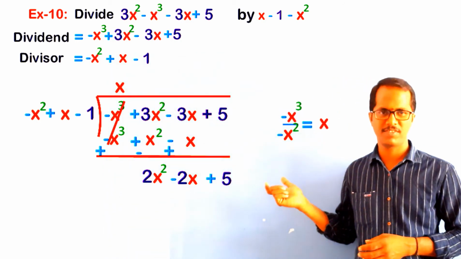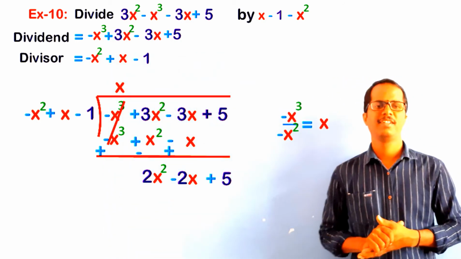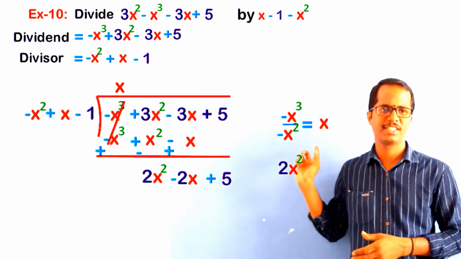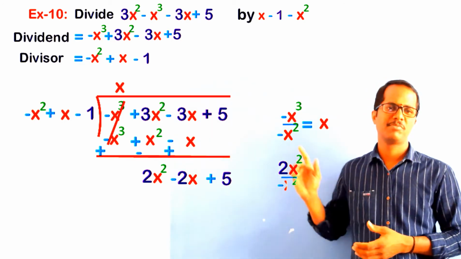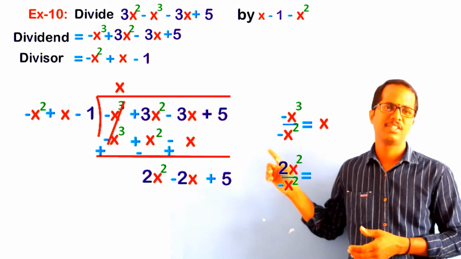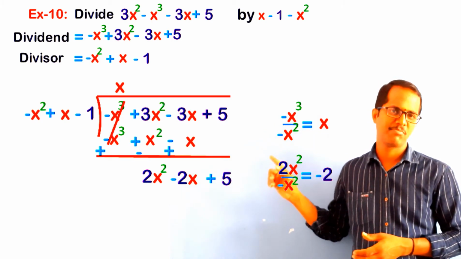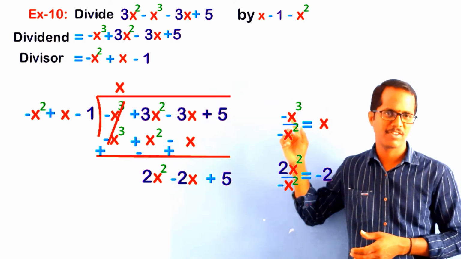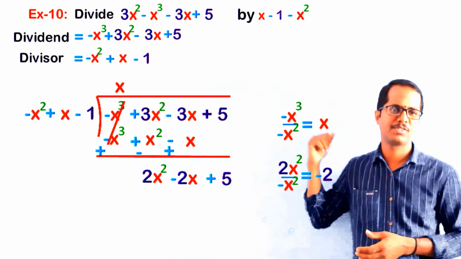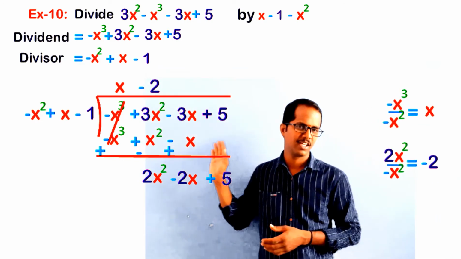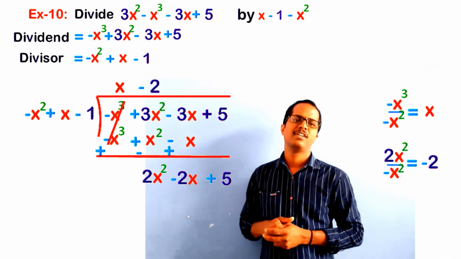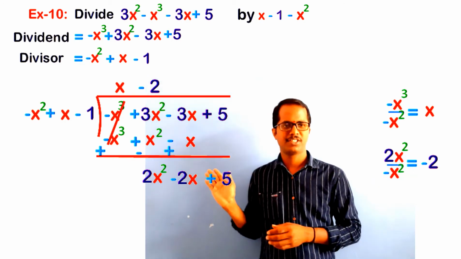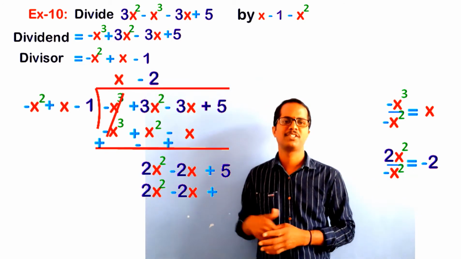What is the first term of the dividend? That is 2x square. So let us divide this first term 2x square with the first term of the divisor, that is minus x square. So by doing division we get the second term of the quotient as minus 2. So let us write this minus 2 as the second term of the quotient and multiply this minus 2 with the divisor, that is minus x square plus x minus 1. So by multiplying them we get the product as plus 2x square minus 2x plus 2.